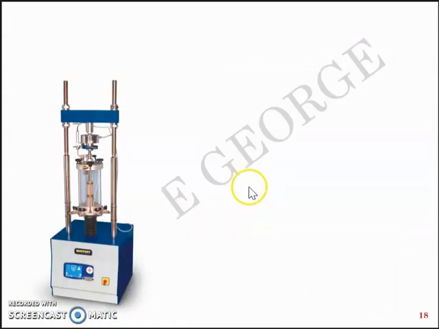So the test setup looks like this. You have a triaxial cell which has a perspex chamber, a transparent one, inside which you can place a soil sample, and you have a loading mechanism where axial deviator stress can be applied onto the soil sample, and this chamber, when filled with water, gives the confining stress sigma C.